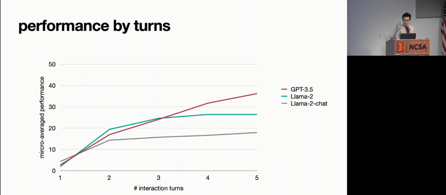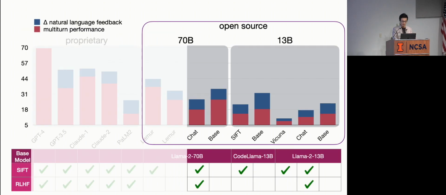Something must be wrong, so we decided to take a closer look. This trend is actually very, very consistent. If you compare all the Llama variants here, SIFT and RLHF actually hurt the model's multi-turn performance. And this happens in terms of both their absolute performance in the red bars and the capabilities of learning from natural language feedback in the blue bars. This applies to Code Llama, Llama and Vicuna across all sizes, and these variants are fine-tuned by different research groups.